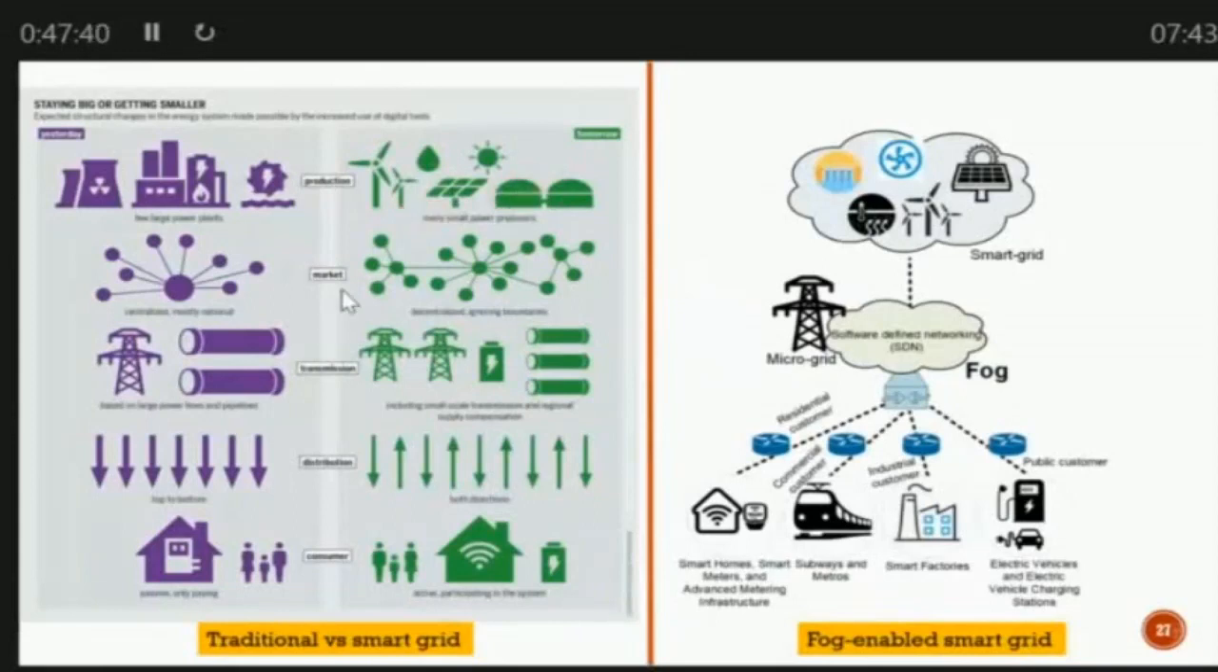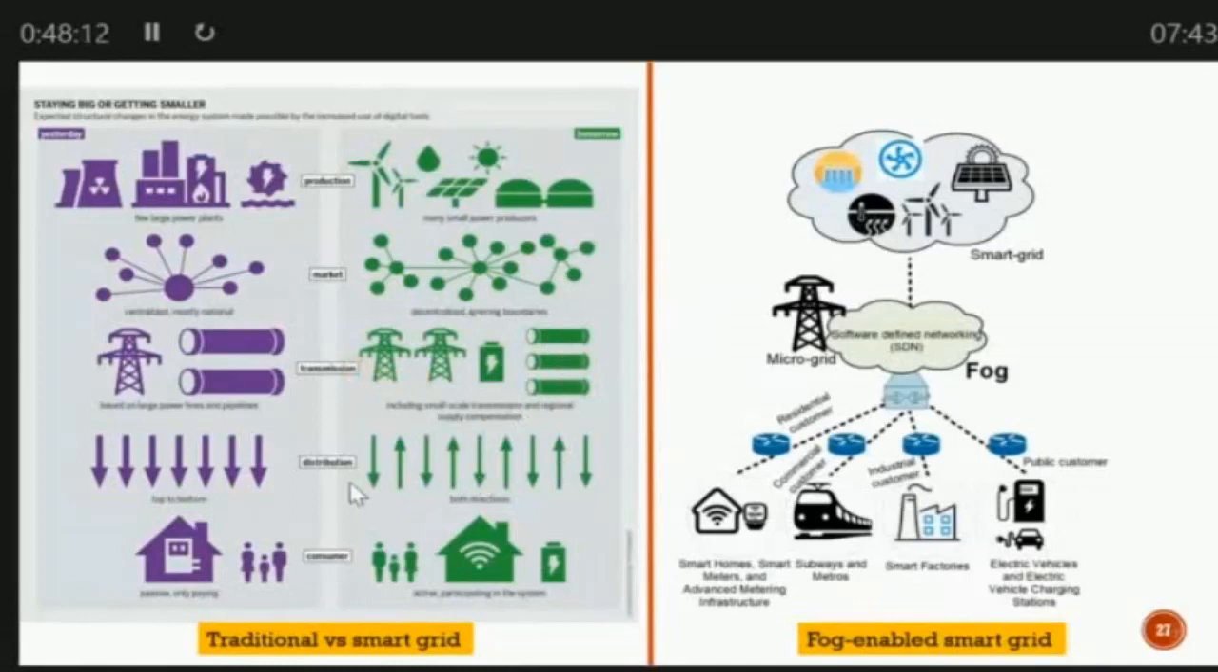Then in case of market, in the traditional grid, you have all the resources gathering at one point. In case of smart grid, you have individual customers, so they would be receiving the resource from different other places. So this means that this is distributed, as the role of fog computing is, as you can see. Similarly, you have smaller pipelines, you have smaller means to distribute the energy.